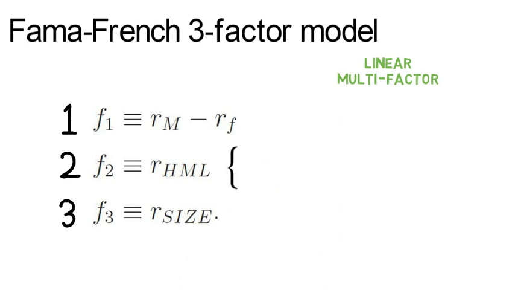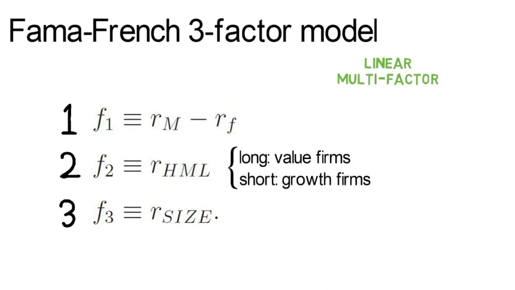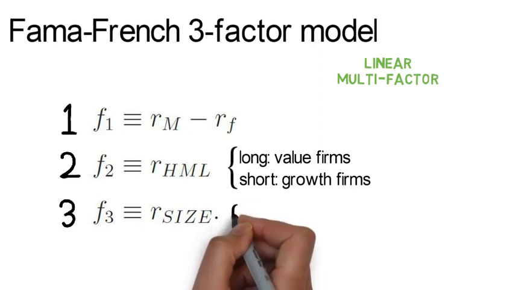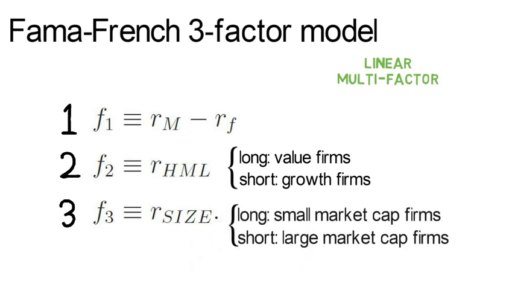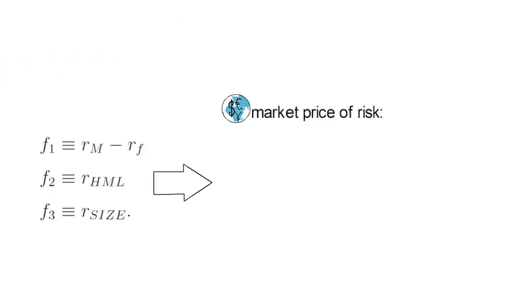R_HML is an excess return from a strategy that goes long value firms and shorts growth firms. Similarly, R_size is an excess return that goes long small market cap firms and shorts large market cap firms. All three excess returns are tradable, so the respective elements of the market price of risk vector are as follows.